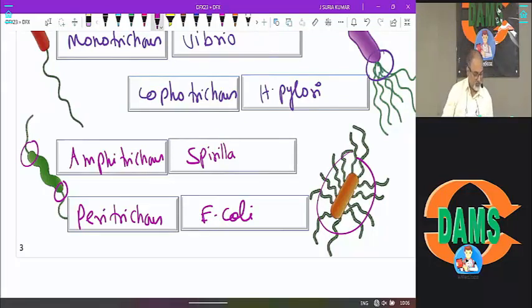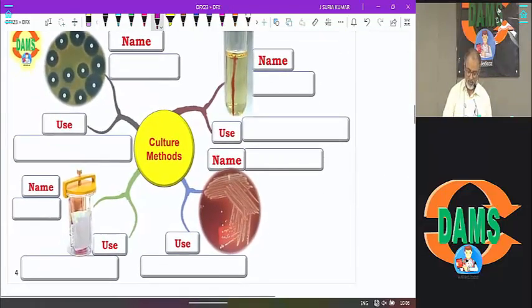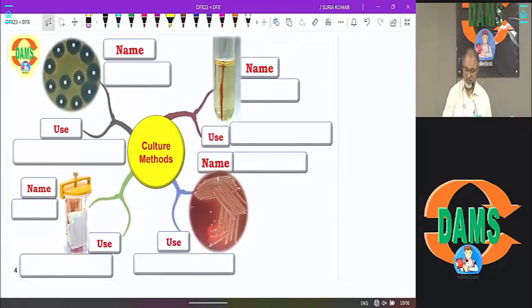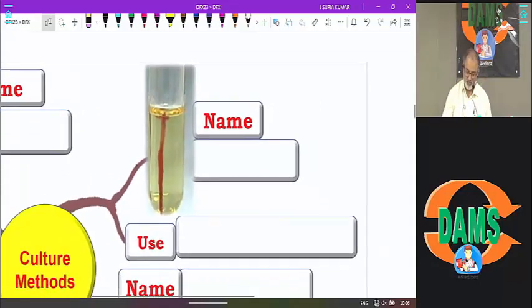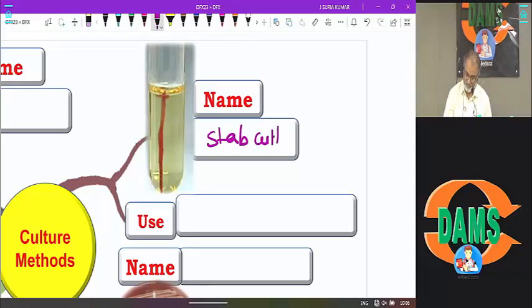Next is, see, different culture methods. What is this method called? We are puncturing. What is it called? Stab culture. We call this stab culture. What is the use of stab culture? Oxygen requirement, motility. Oxygen requirement as well as motility.